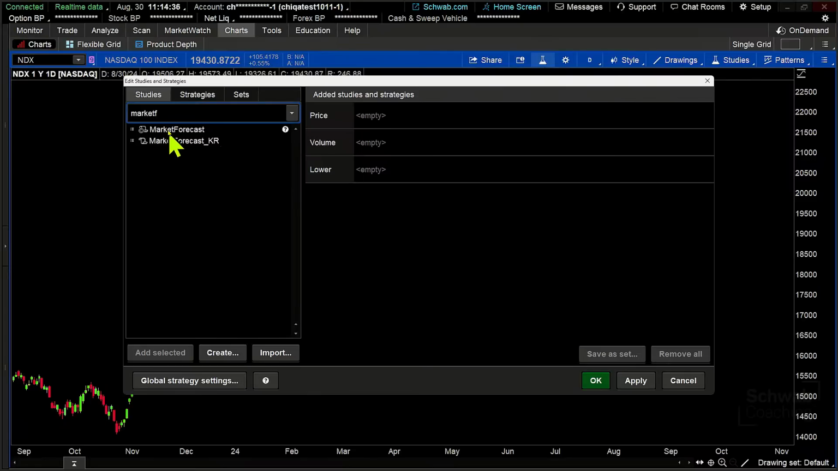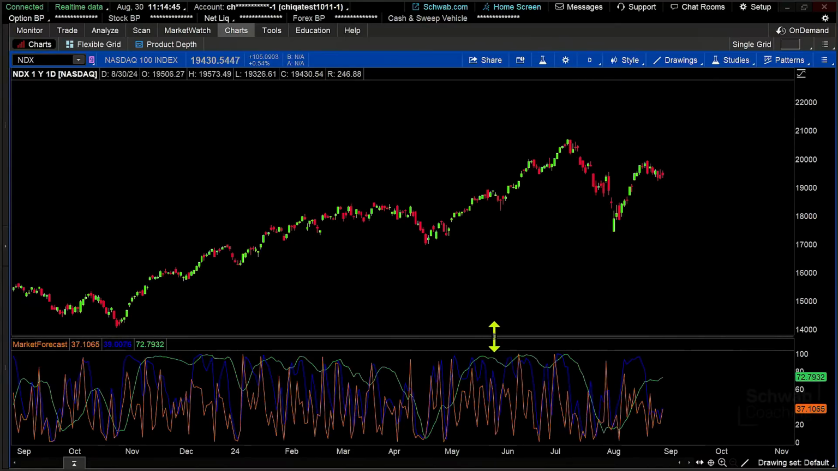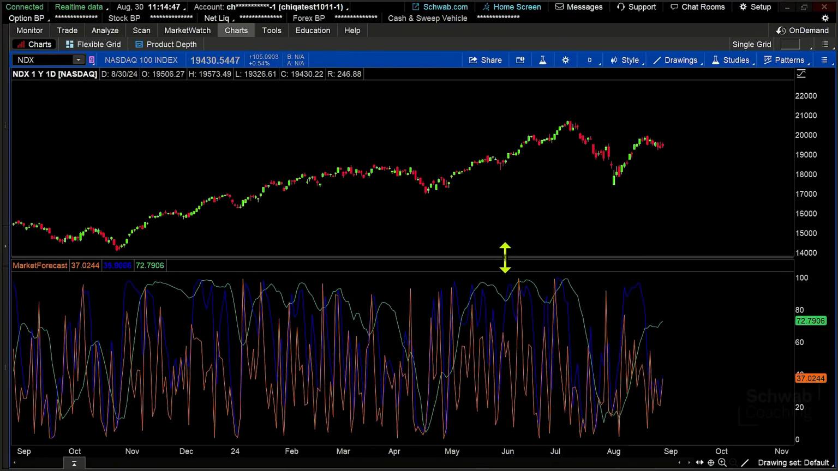So we're going to use the market forecast first and see what it is. This is the one that's proprietary. It's included in the thinkorswim platform. And we're going to click on apply and OK. And it's down here at the bottom. I'm going to bring this up so that we can see it.